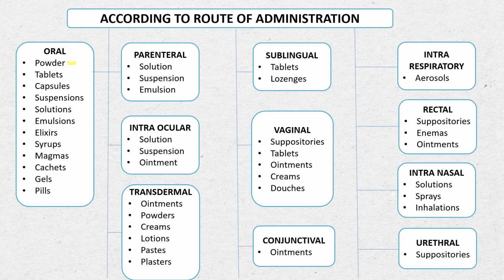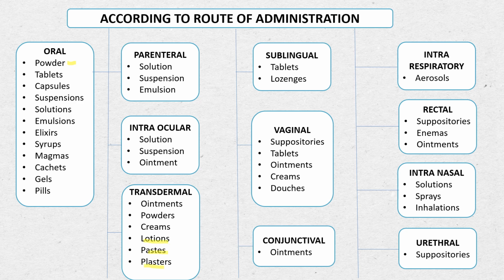Then intraocular dosage form, where the drug directly goes into the eyes of the patient, that consists of solution, suspension and ointments. Next is transdermal. A transdermal dosage form refers to a medication delivery system that delivers drug through the skin to systemic distribution, which consists of ointments, powders, creams, lotions, paste and plasters.